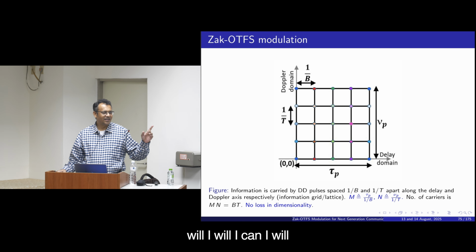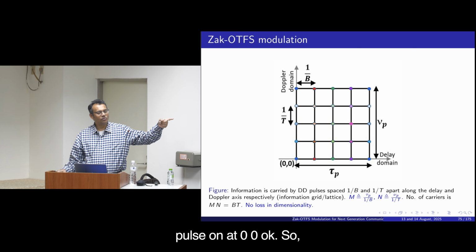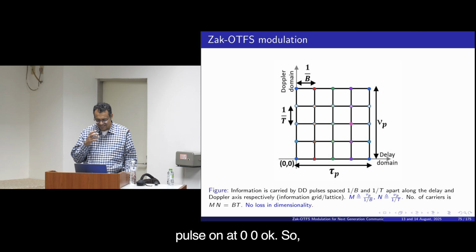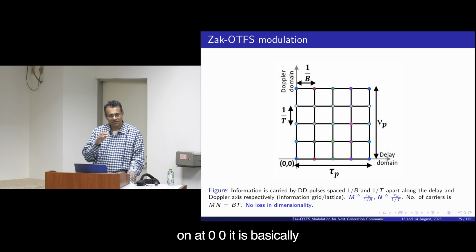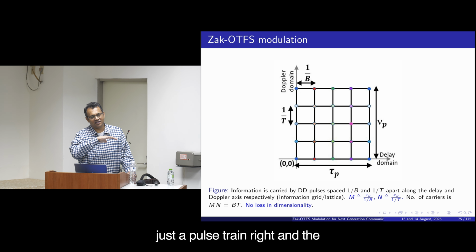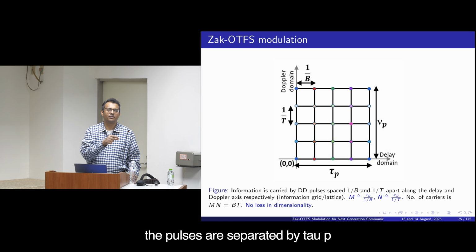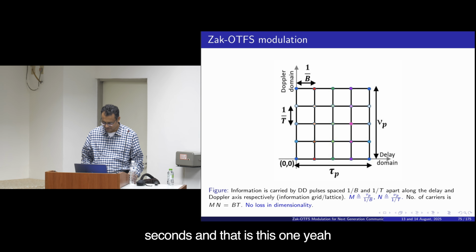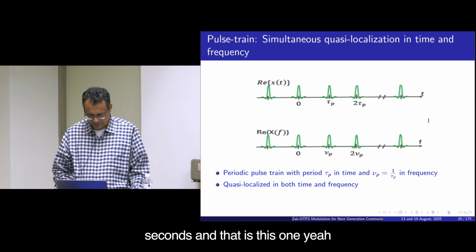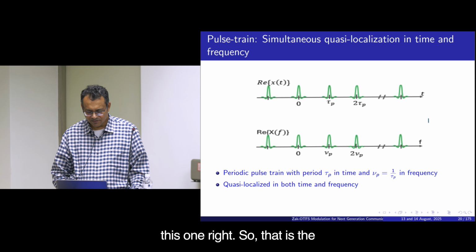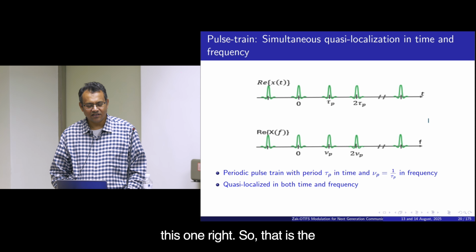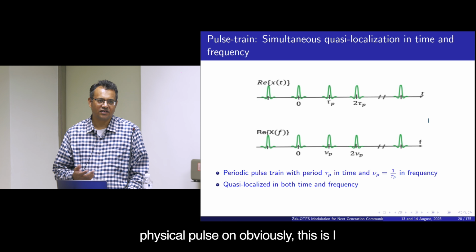It's very simple. I'll try to explain that using the standard pulse-on at 0, 0. When you start with the standard pulse-on at 0, 0, it's basically just a pulse train, right? And the pulse train is from minus infinity to plus infinity in time, and the pulses are separated by tau p seconds. That's this one. So that's the standard pulse-on, the Dirac delta, not the physical pulse-on.